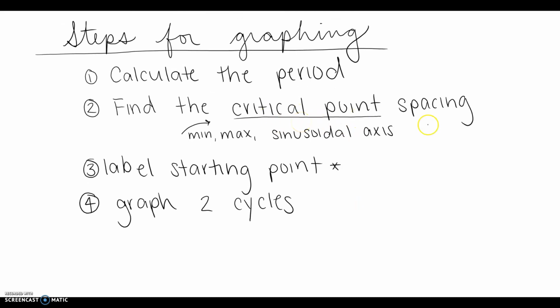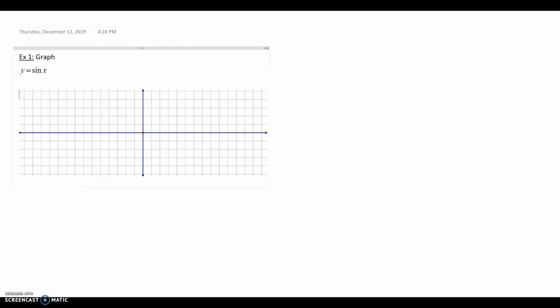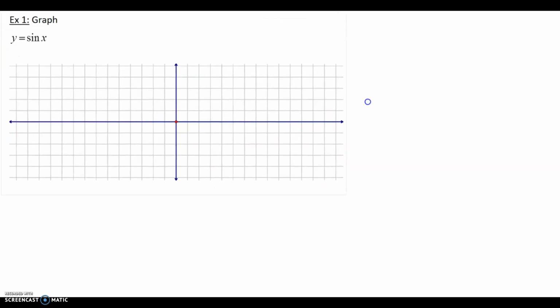So how you find that is pretty simple. You're going to take your period and you're going to divide that by 4 because there are 4 critical points before it starts to go through another cycle. So remember, we either go axis max, axis min, and then it starts to repeat axis max, axis min, or we start at the max. So what we're going to do now is an example. We're going to start off simple and just review how to graph sine.